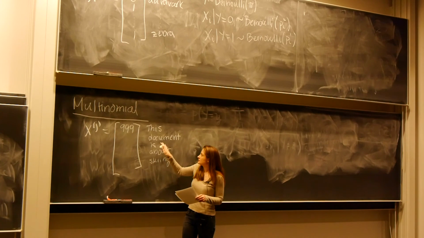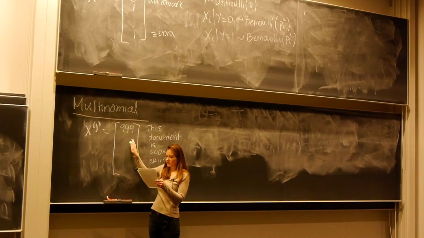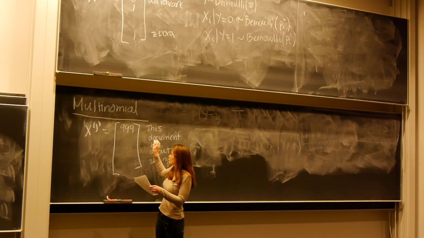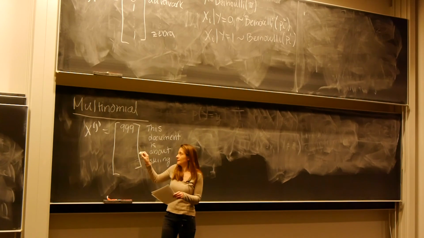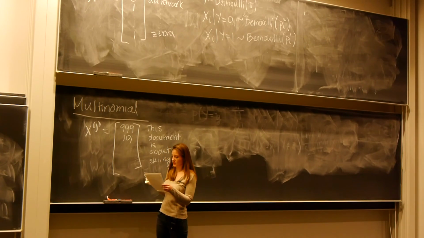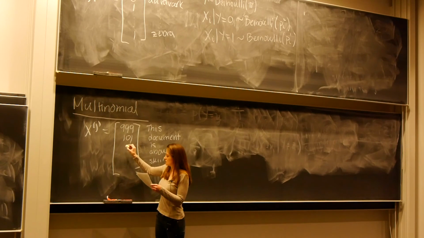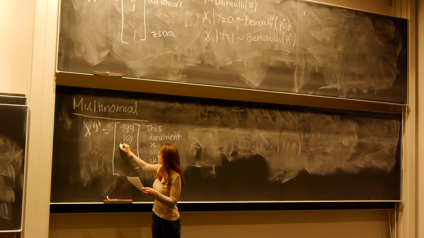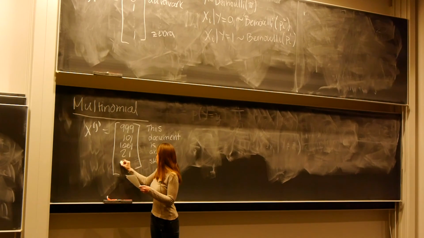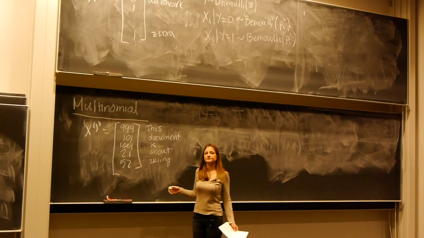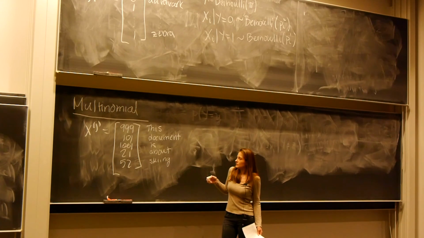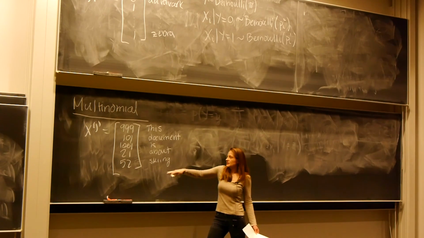And then for the second feature, you're going to write an indicator for the word document. So let's say it's the 101st word in your dictionary. And then you're going to do the same thing. So these numbers don't really matter.